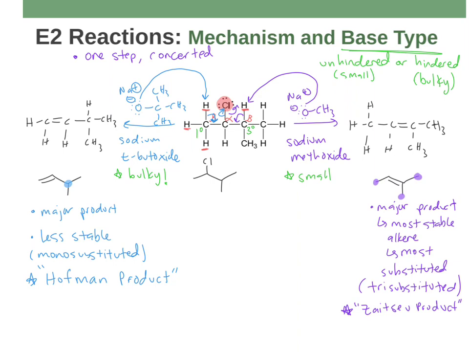So the Zaitsev product is the more stable alkene. The Hofmann product is the less stable alkene. And this is just based on, did you pick a big bulky base or did you pick a small unhindered base, right? An unhindered base gives you Zaitsev, a hindered base gives you Hofmann as your major product.